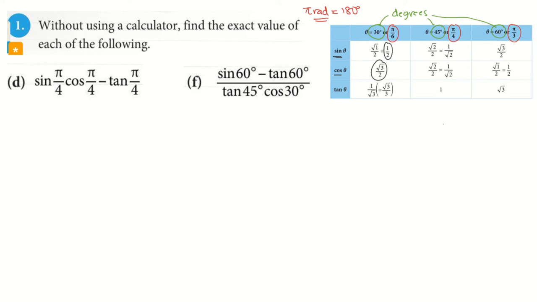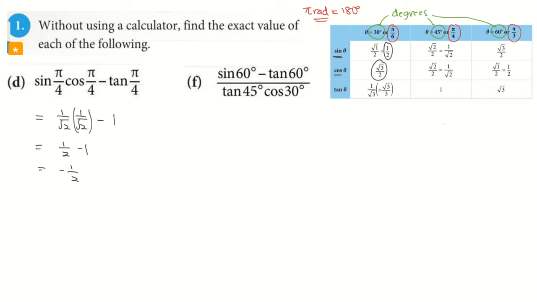Sine pi over 4 times cosine pi over 4 minus tangent pi over 4. What we have to do is sub in the exact values from the table. So I sub in the values and now I just have to simplify. 1 over root 2 times itself is just 1 over 2, minus 1. Afterwards, you'll get negative half.